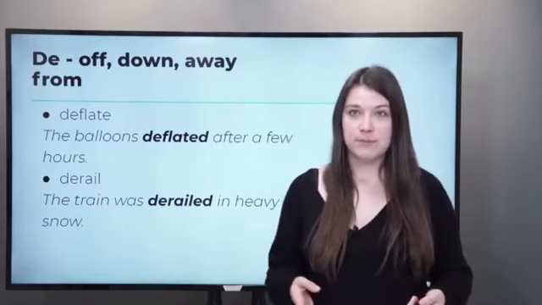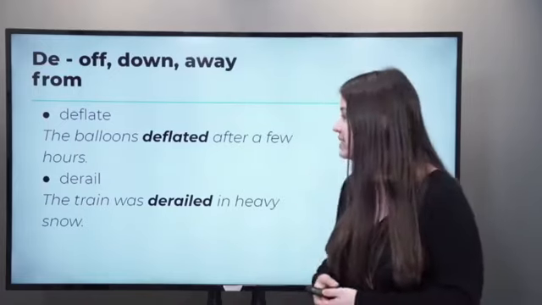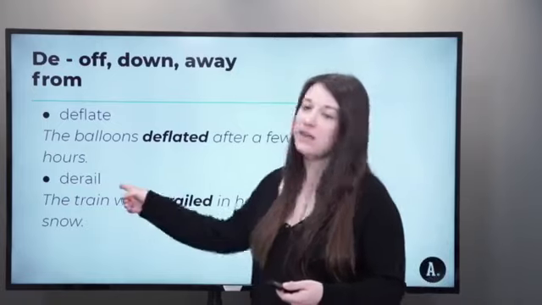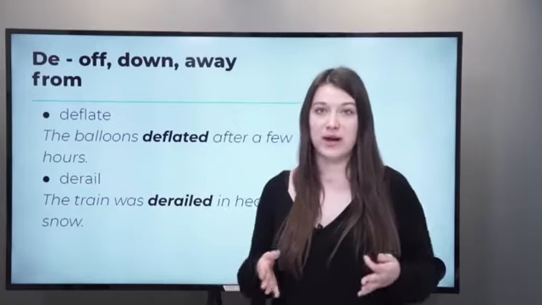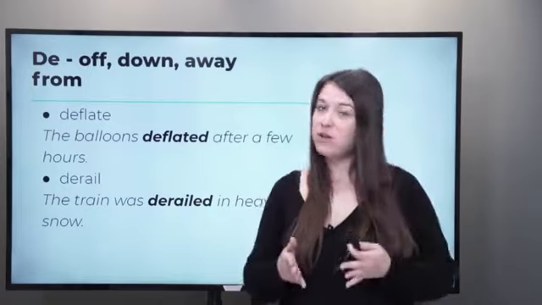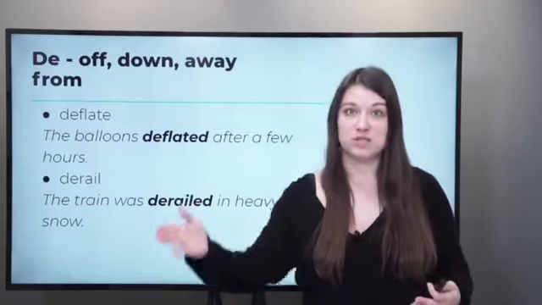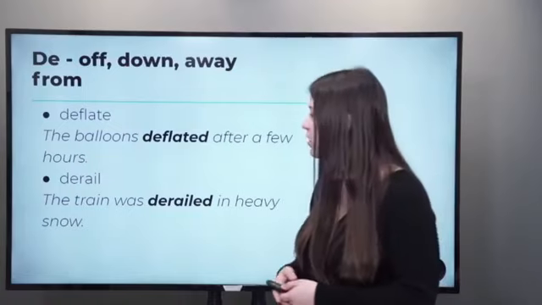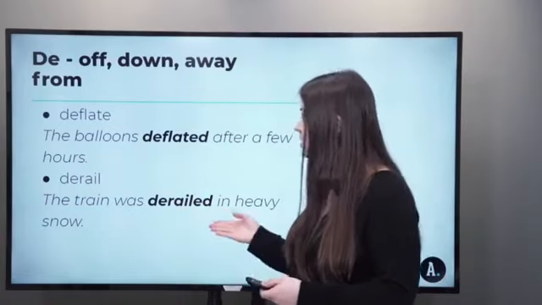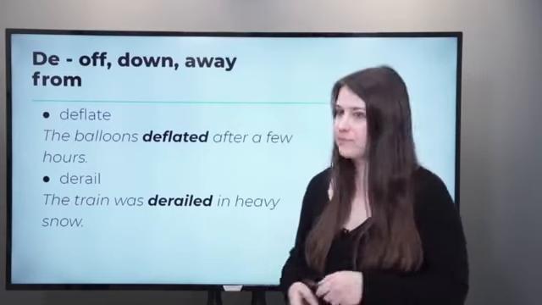Okay, another example with the prefix de is derail. So if you think of a train, it goes on the rail. So if a train derails, it means that it is removed from the rail. For example, the train was derailed in heavy snow.